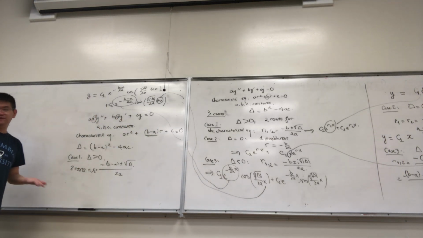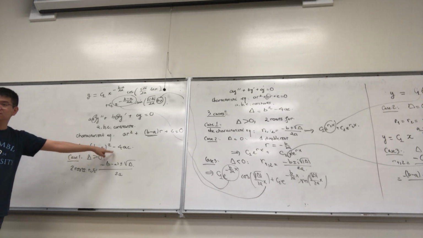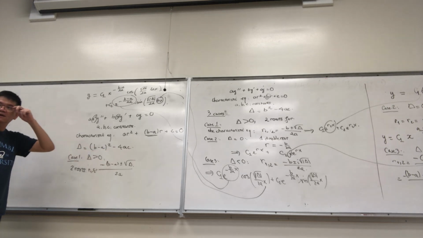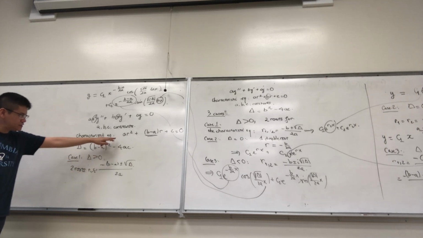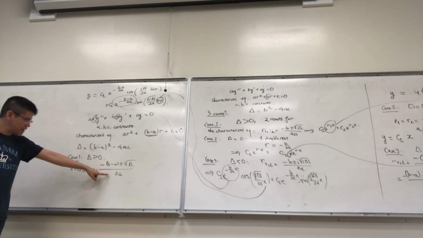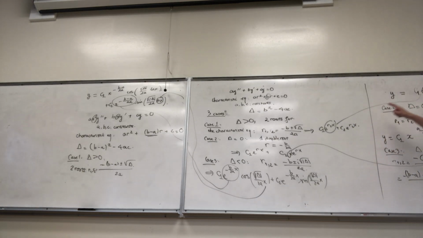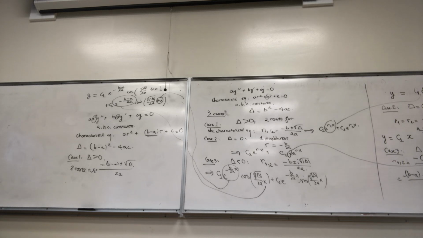Then you also have three cases. The first case is that this delta is positive. The delta in this case will be (b minus a) squared minus 4ac. So in the first case, delta is positive, and the characteristic equation has two roots, minus (b minus a) plus or minus square root of delta over 2a. And then the solution will be c1 x to r1 plus c2 x to r2. So you just replace the exponential here by the polynomial.